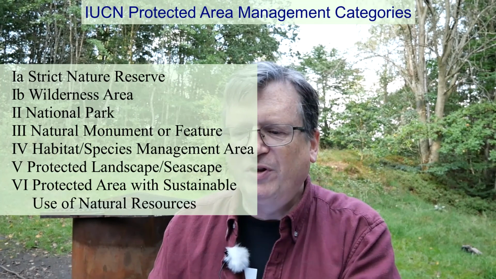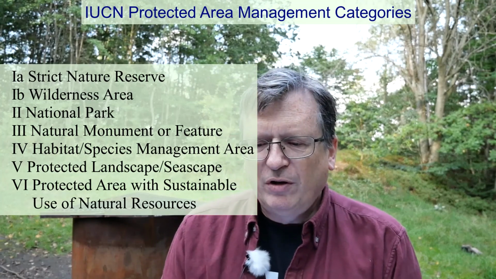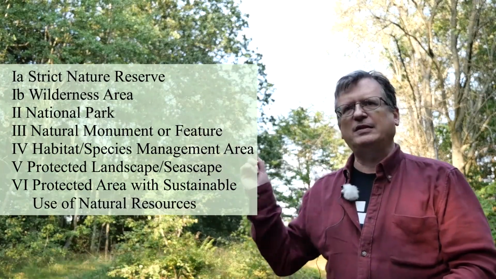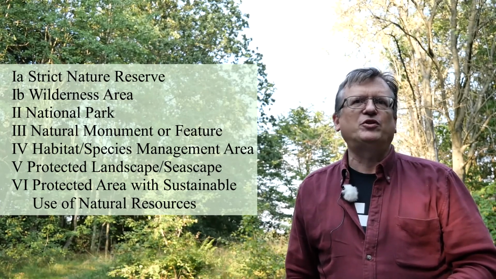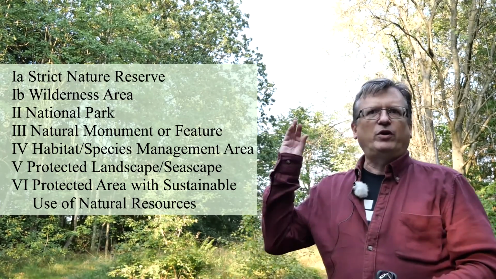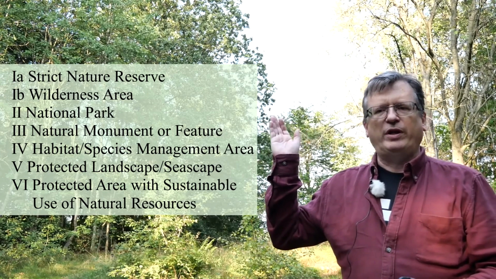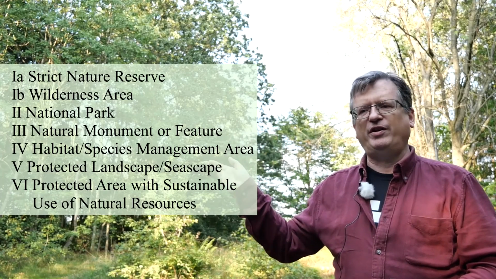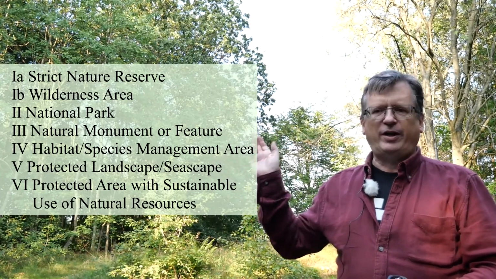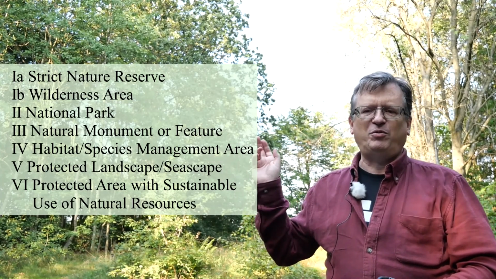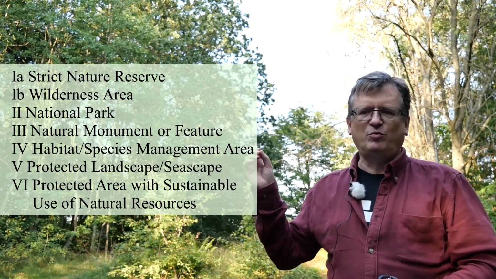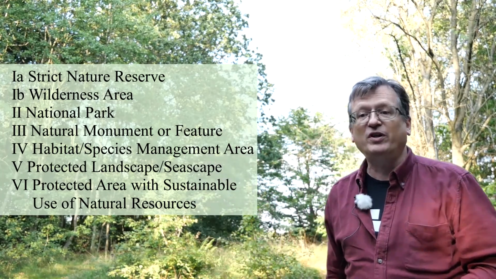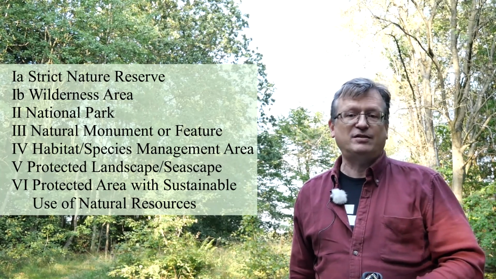Continuing in my script, let's look at these categories. So we have our list now. The IUCN Protected Area Management categories. We have 1A, Strict Nature Reserve, 1B, Wilderness Area, 2, National Park, 3, National Monument or Feature, 4, Habitat or Species Management Area, 5, Protected Landscape Seascape, and 6, Protected Area with Sustainable Use of Natural Resources. You'll just have to accept that they're Roman numerals, that VI means 6.